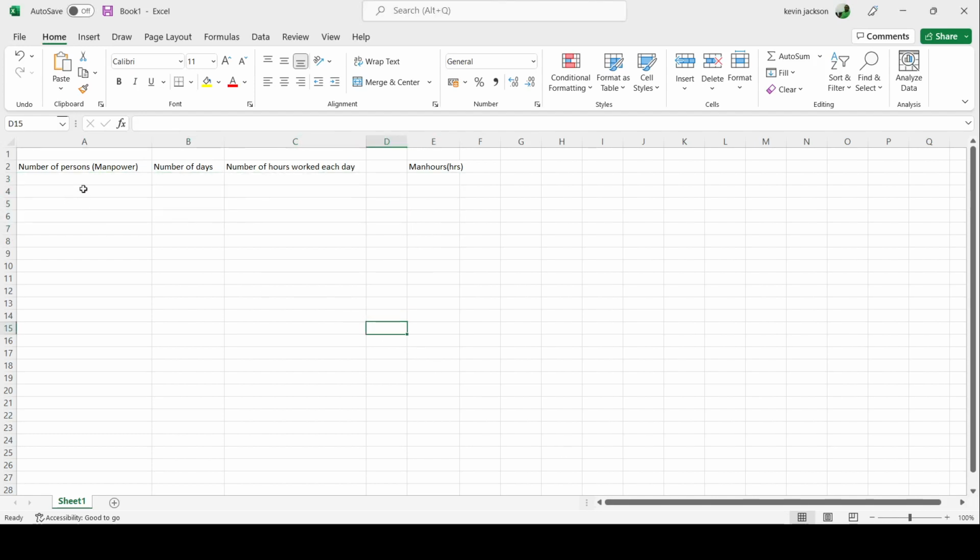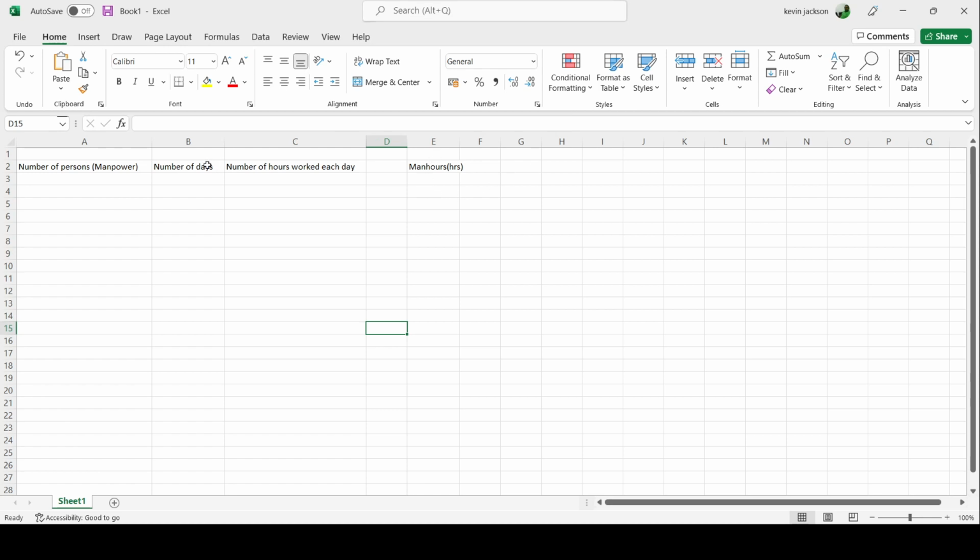All right, so we're going to look at how to calculate man hours. To calculate man hours, we need three things. We need the number of persons that are doing the work, or the manpower, the number of days these persons are working for, and the number of hours being worked each week. And then all you have to do is multiply them to get your man hours.